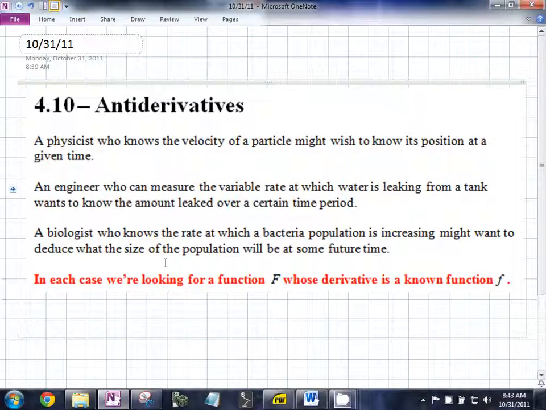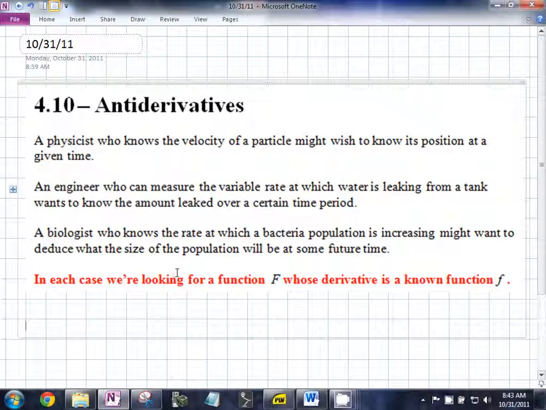So a physicist who knows the velocity of a particle might wish to know its position at a given time. An engineer who can measure the variable rate at which water is leaking from a tank might want to know the amount of water leaked over a certain period of time. A biologist who knows the rate at which a bacteria population is increasing might want to deduce what size the population will be at some further time.